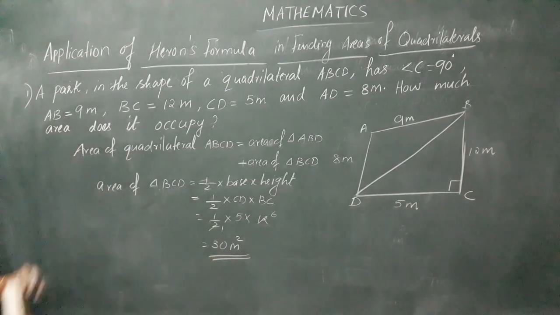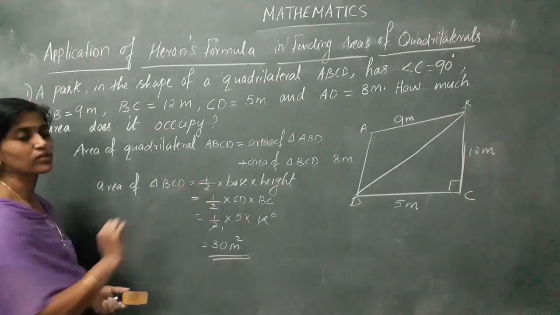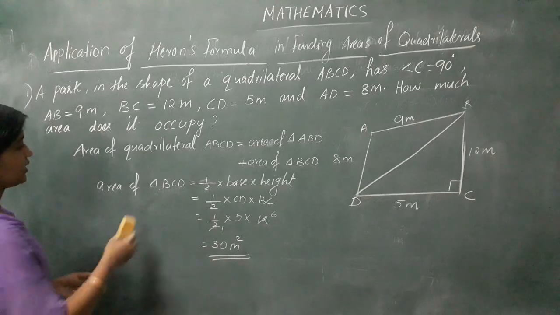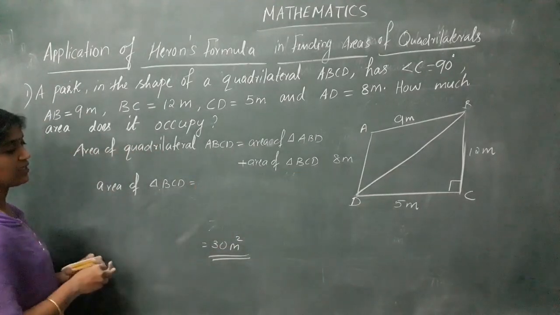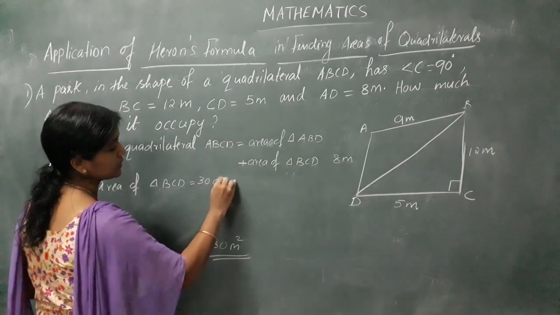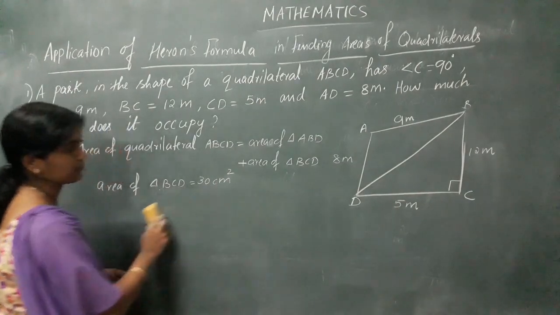So I got the area of one triangle. Since it was a right angle triangle, I directly used the formula of base into height. Clear? So here I got the area of triangle BCD is equal to 30 centimeter square. Okay, so one part is over.